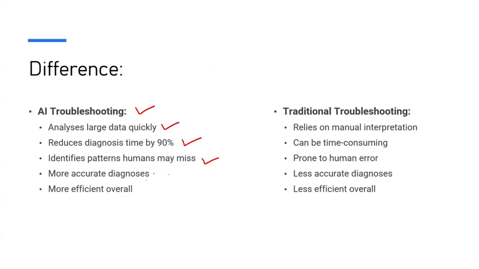More accurate diagnosis, more efficient. Traditional troubleshooting relies on manual interpretation. That means manually you have to check, you have to test, or you have to use tools to manually check each and every component. It can be time consuming, prone to human error, less accurate in diagnosis, and less efficient overall.